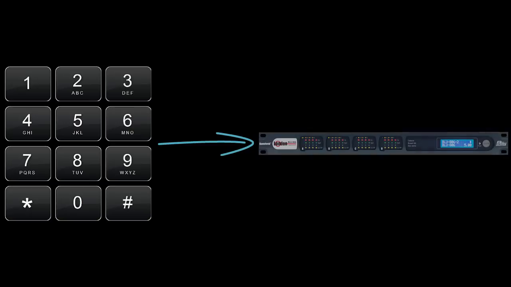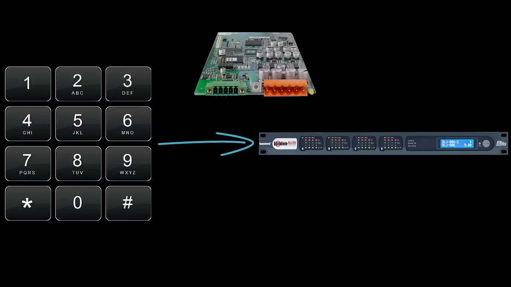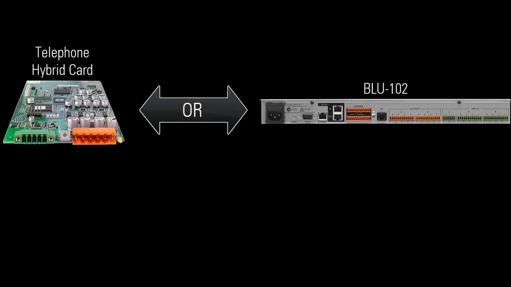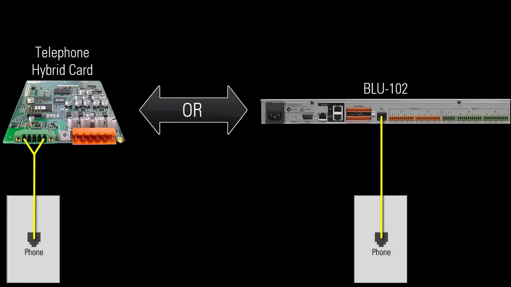DTMF Control allows you to use any phone in the world as a 12-button Soundweb London controller. This is possible due to a lesser-known but fairly powerful feature of the telephone hybrid card, DTMF Detect. DTMF tones are the sounds made by the 12 buttons on any standard phone. A Soundweb London can be told to listen for those sounds during a call and then respond to them like control commands. The only requirement is that you must have at least one telephone hybrid card or one Blue 102 in your system connected to a working analog phone line.